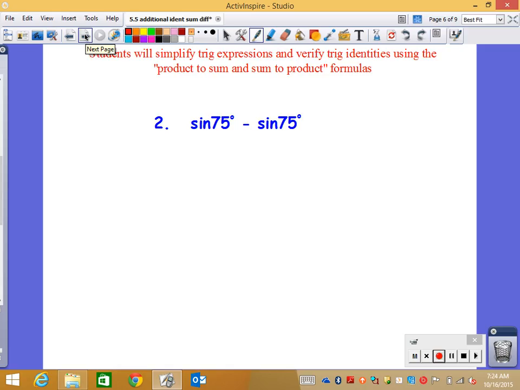Now you may notice right away, hey, sine of 75 degrees minus the sine of 75 degrees. So right off the bat, you would assume, hey, wouldn't this be 0? I'm subtracting itself, so it should be left with 0. But let's actually show why that is. So right away you notice I have a sine minus a sine. So let's write out that identity.